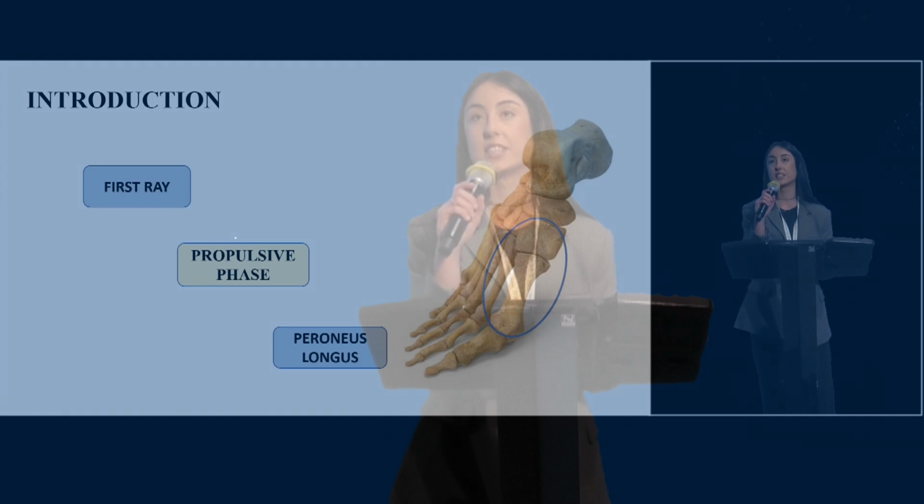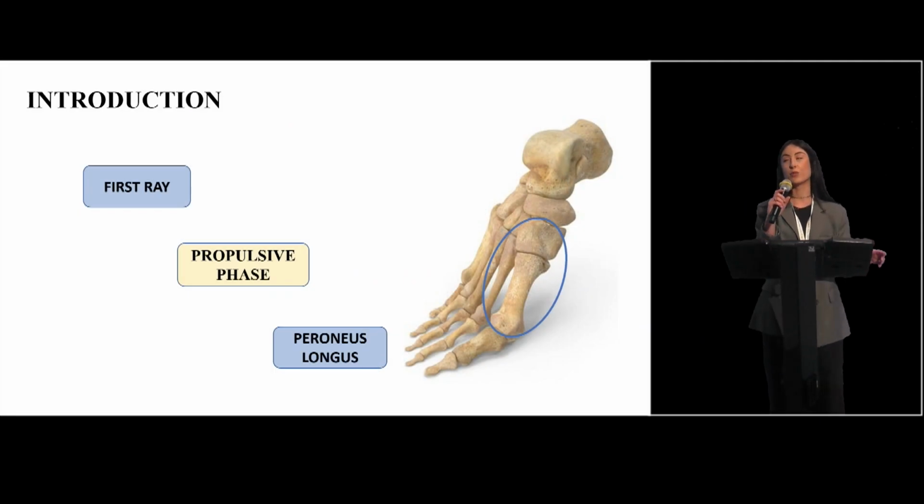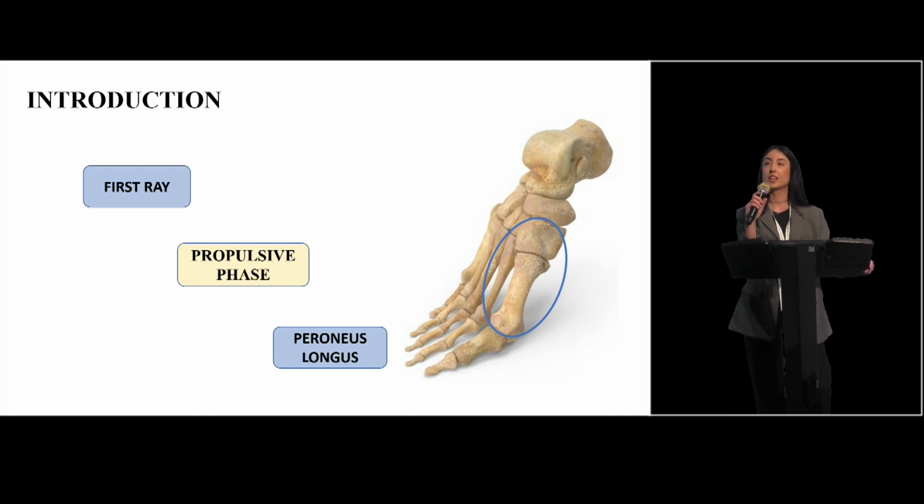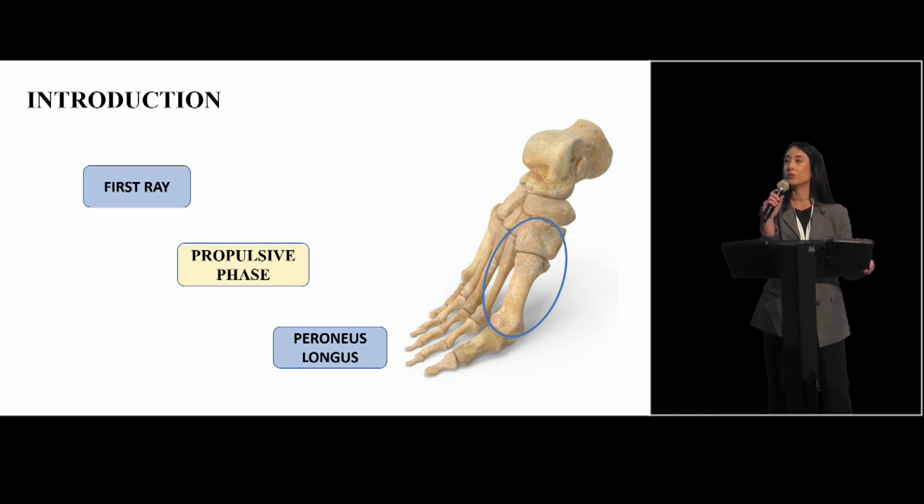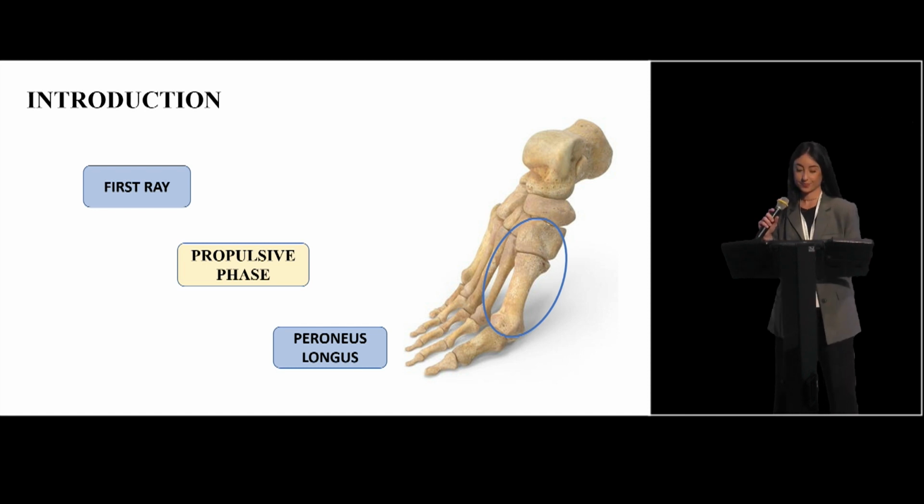As it is known, during the propulsive phase, the plantar flexion of the first ray facilitated by the peroneus longus muscle, PL, is essential for proper propulsion along with the windlass mechanism. We cannot forget that alteration or dysfunction can result in the insertion point approaching the ground plane, reducing stability and causing gradual elevation of the first ray.